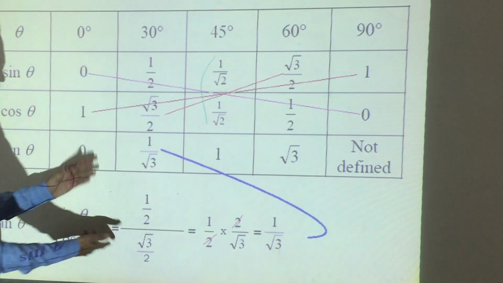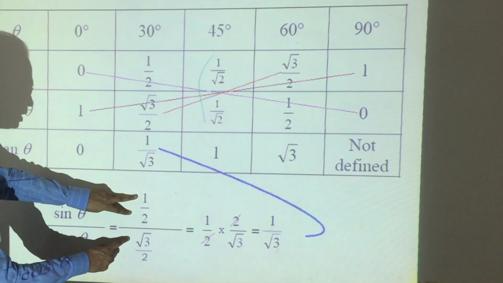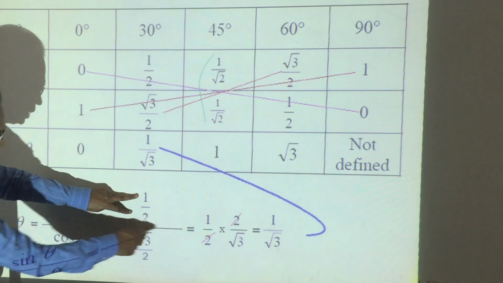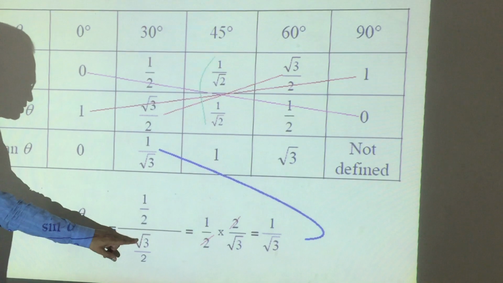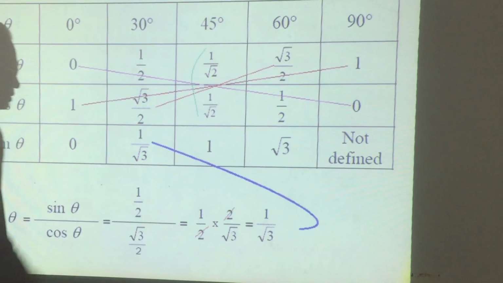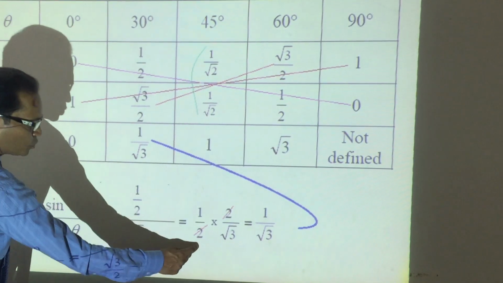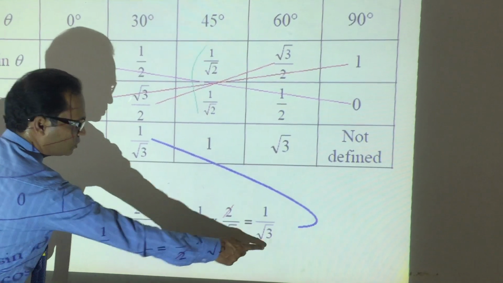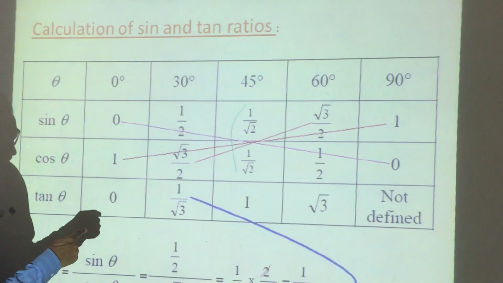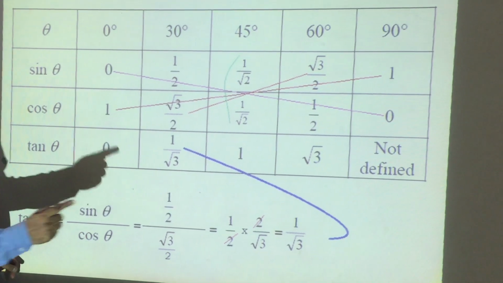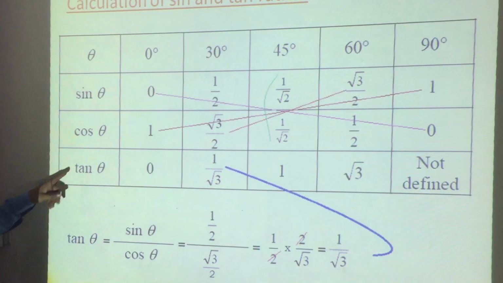So when you divide it, we will have 1 by 2 this one, and this divide will convert into multiply, and when you convert the divide into multiply, this fraction will invert. 2 will go up, square root 3 will go down. These 2 and 2 cancel, and then 1 multiplied by 1, you will have 1, and then 1 multiplied by square root 3, square root 3. So tangent 30 we will get by dividing sine 30 by cos 30. You will get this value, and it will give you the value of tangent 30.